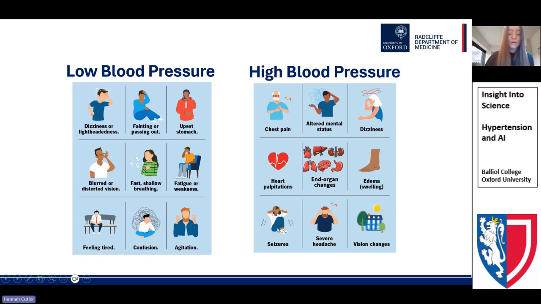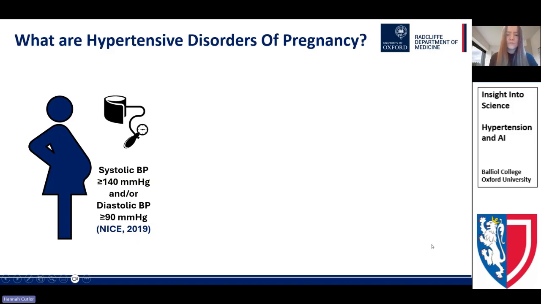Well, if you have low blood pressure, you might feel dizzy, faint, blurred vision, confusion, fatigue. And if you have too high blood pressure, you might get chest pain, heart palpitations, headaches, seizures, and end organ changes as well. So there's a lot of different symptoms that you can get from having too low or too high blood pressure. So now we're going to go on to what are hypertensive disorders of pregnancy.